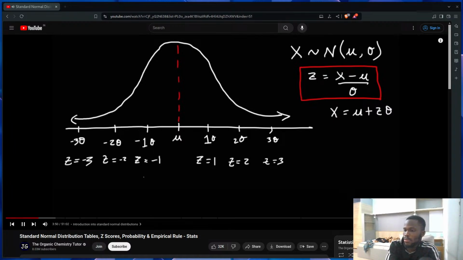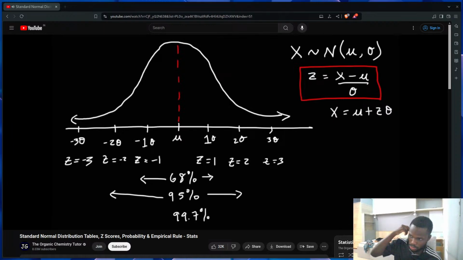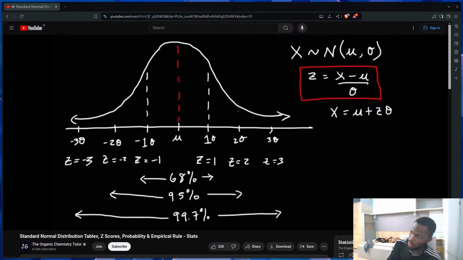So the empirical rule tells us that 68% of the x values lie within one standard deviation of the mean. 95% of the x values lie within 2 standard deviations of the mean. And 99.7% of the x values lie within 3 standard deviations of the mean. So knowing that, how would you calculate the area under the curve expressed as a percentage in each of these sections?